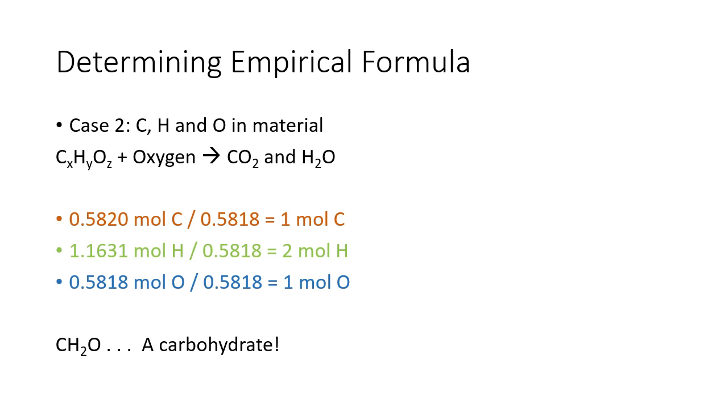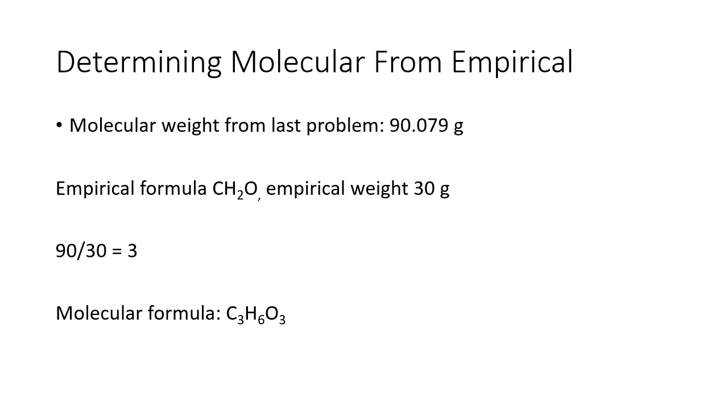But if we had to determine a molecular formula in addition, we would go on to this next step. So we would take the molecular weight that they would give us in the problem. So that would be 90.079 grams for this particular example. No, I haven't talked about this before. This is just an example. We would know the empirical formula of CH2O, which has an empirical formula weight of 30 grams.